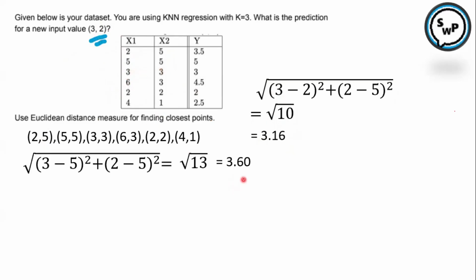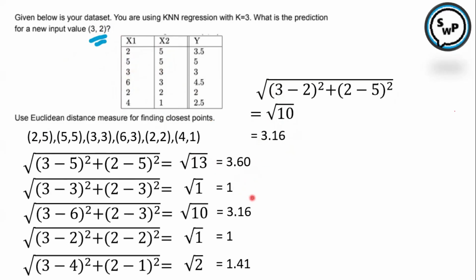Okay. So for the second point, that is (5, 5), the distance is 3.62. So in this way, for each point, we find the distance. Now we have to find out the smallest distance. Okay. That means 1, another 1, and 1.41. Now for which point? That is (3, 3), right? (2, 2) and (4, 1), we find the smallest distance.